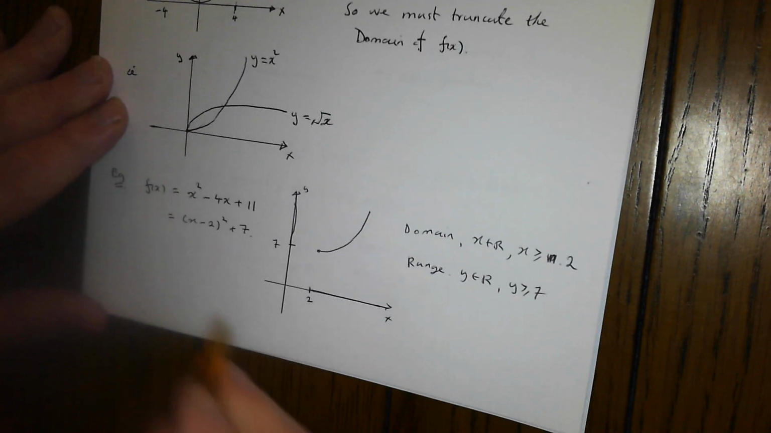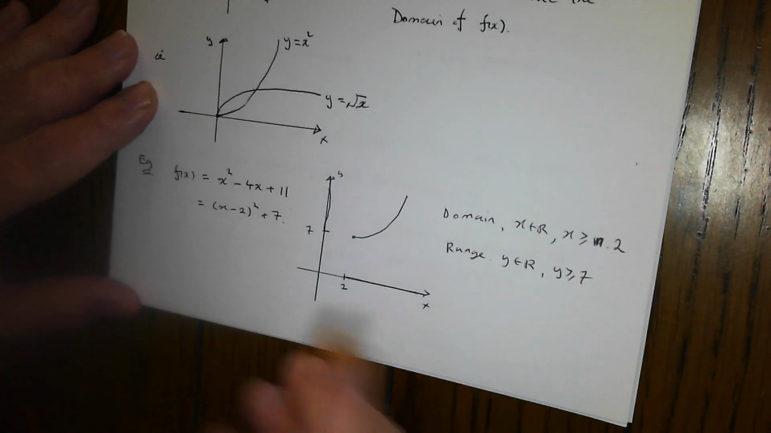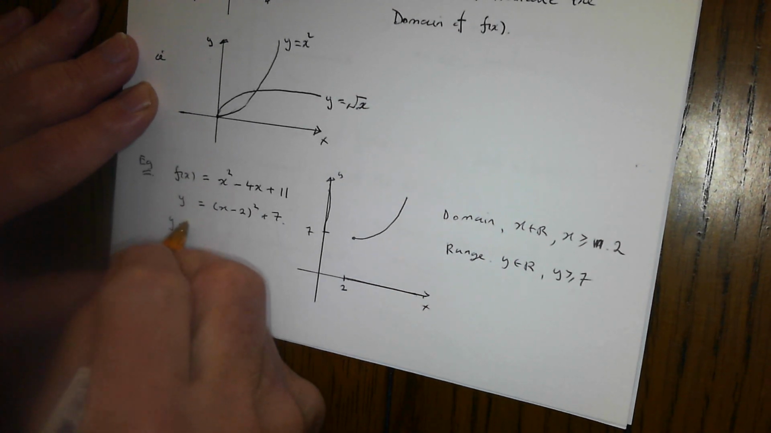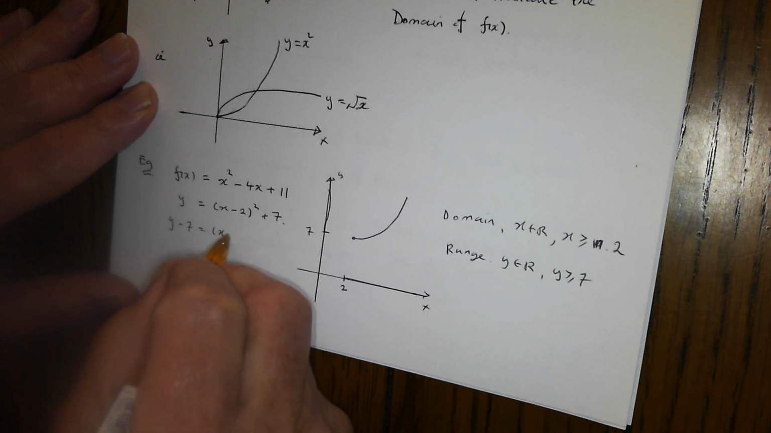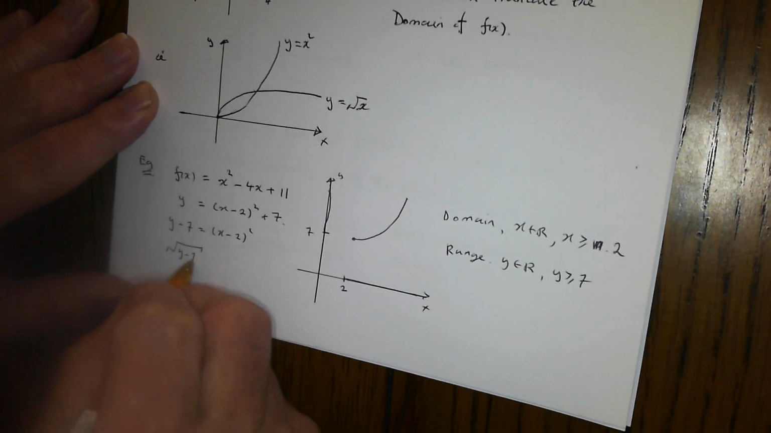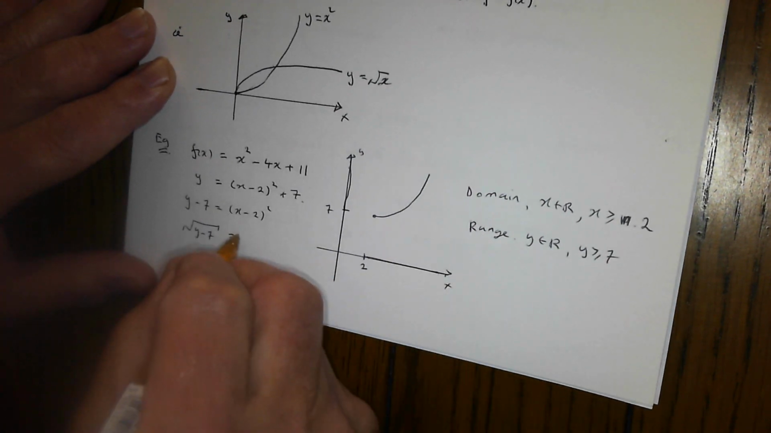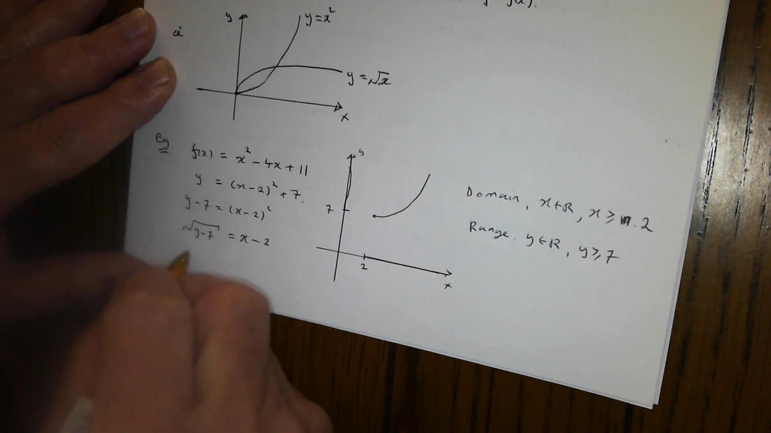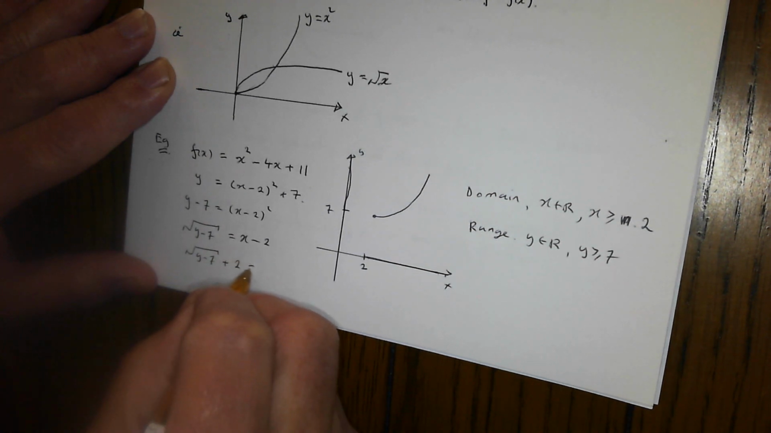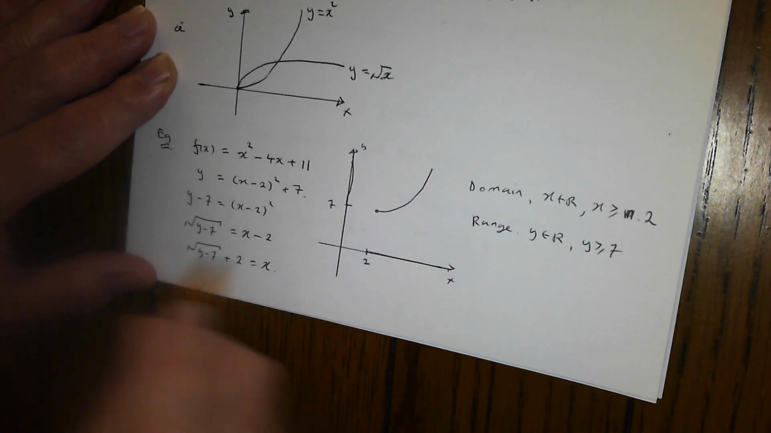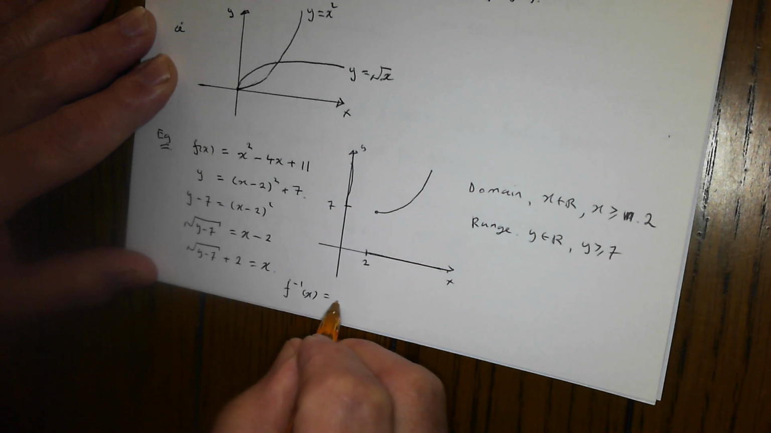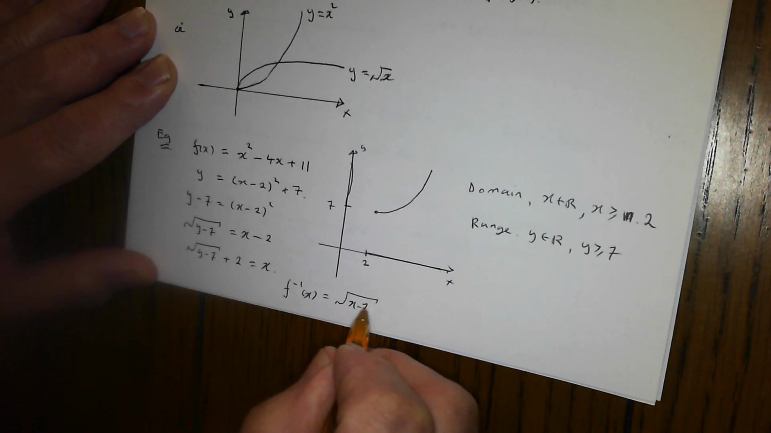To get the inverse function, you simply let this thing equal y and change the subject. So you would get y minus 7 is x minus 2 squared, square root both sides. Then take the 2 over. And that gives you the reverse operation, so f minus 1 of x would be the square root of x minus 7 plus 2.